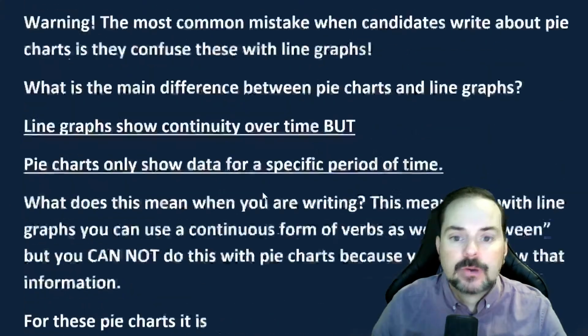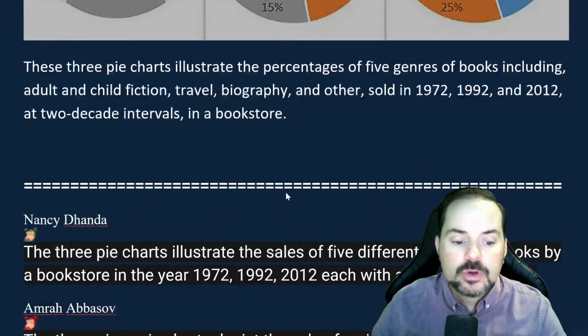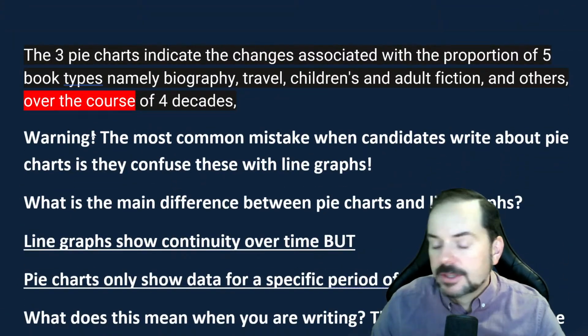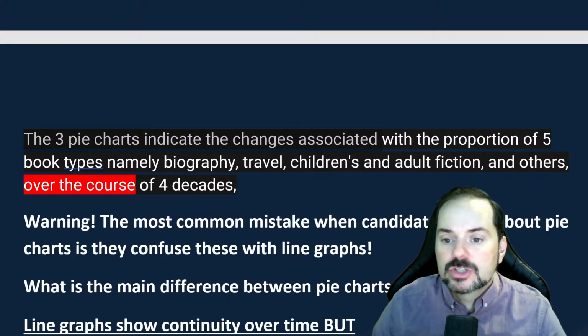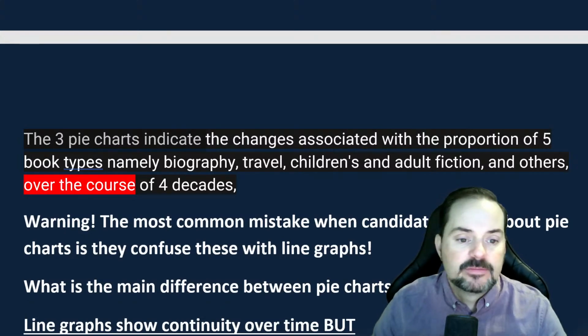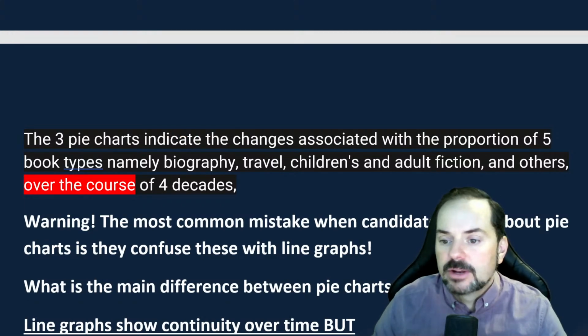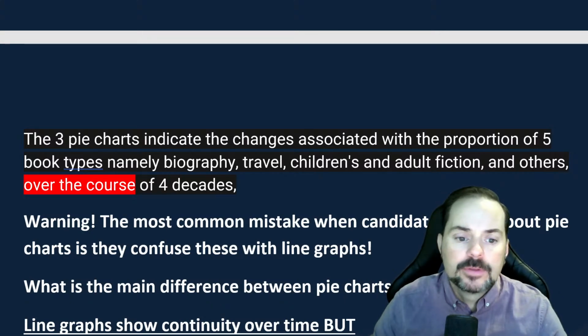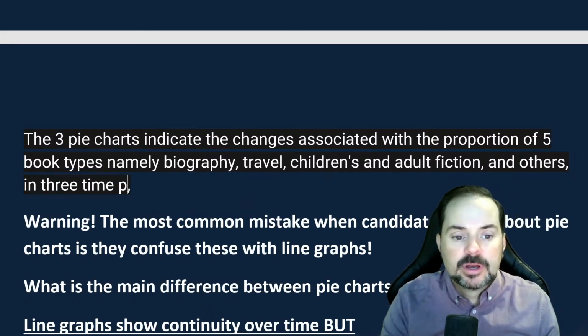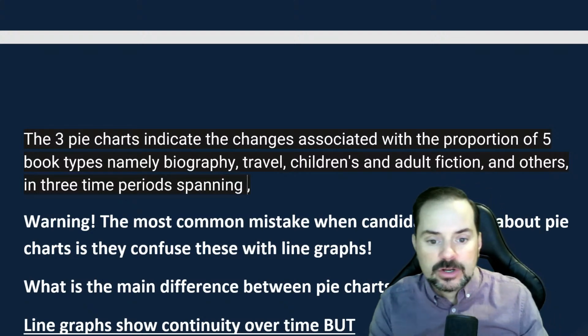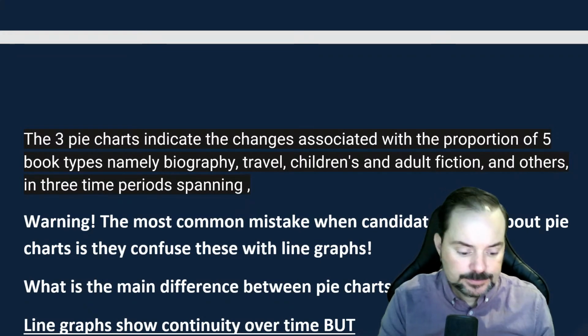So let's hop back to our example. Okay, so let's go back to what you were writing here. I think this was yours, Sanjay. So Sanjay says the 3 pie charts indicate the changes associated with the proportion of 5 book types, namely biography, travel, children's and adult fiction, and others, not over the course of 4 decades, but in 3 time periods, right? In 3 time periods spanning 40 years. Okay.